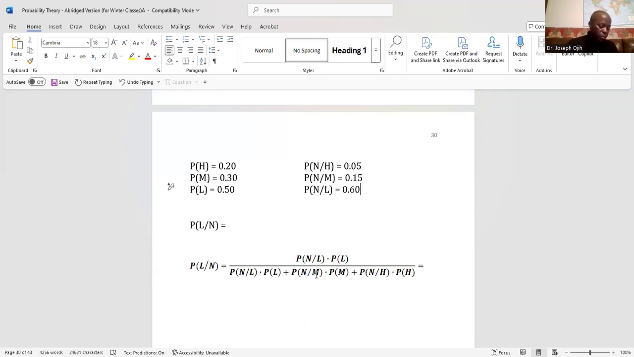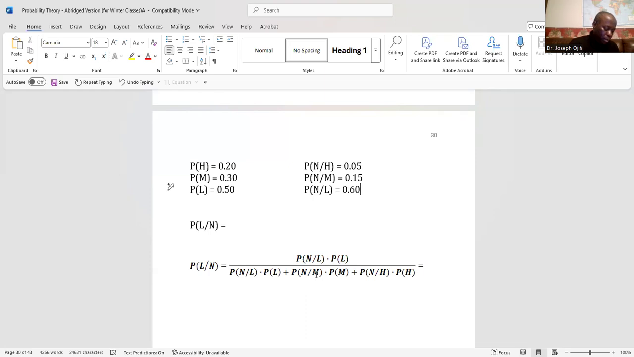And then the probability of no book given light is 0.60. So let me write the formula down, and then we go to that workbook and put all these numbers in, and then we can go from there to get the answer. After this, you can see that it is really easy. Just put the correct information, put the numbers at the right part of the formula. Okay, right, then you get the answer.